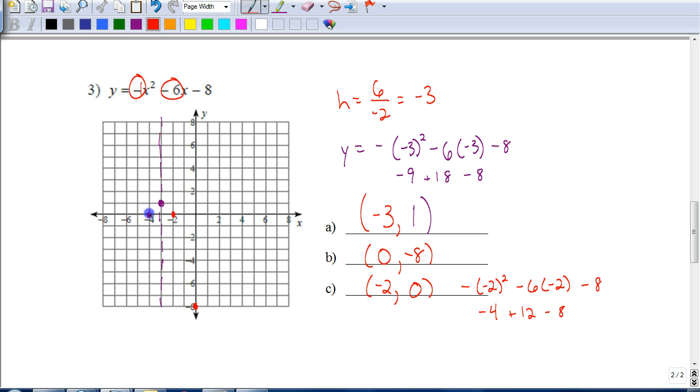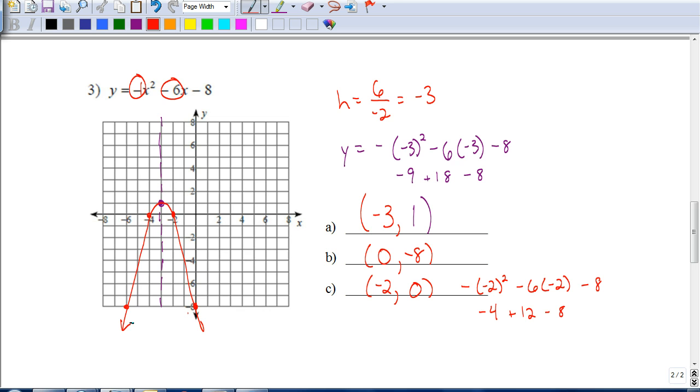I'm going to reflect that to be 1 unit to the left of the line. This one down here, my y-intercept, is 3 units from that line of symmetry. So I'm going to reflect it so it's 3 units to the left of the line of symmetry. Good enough. And there'd be your parabola.